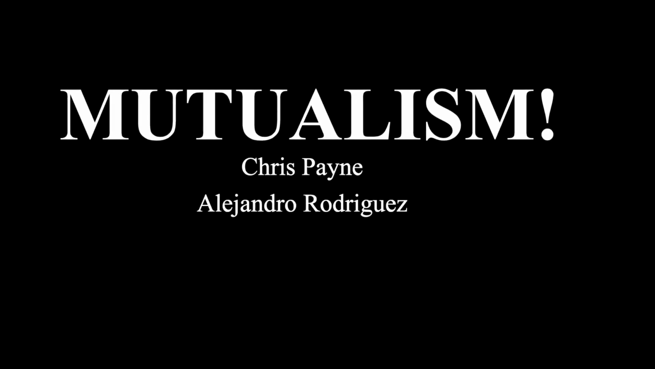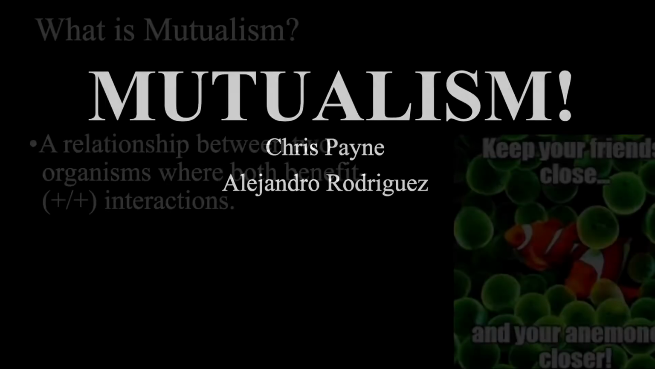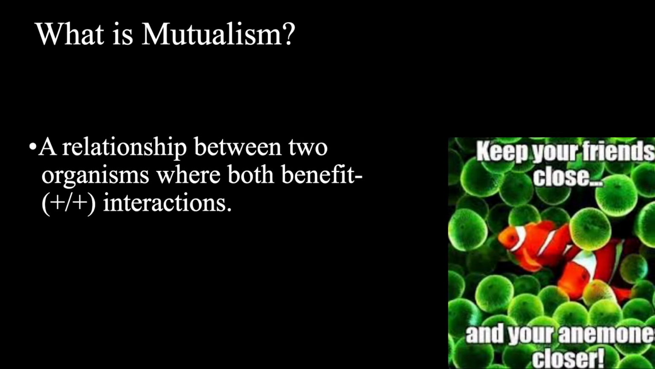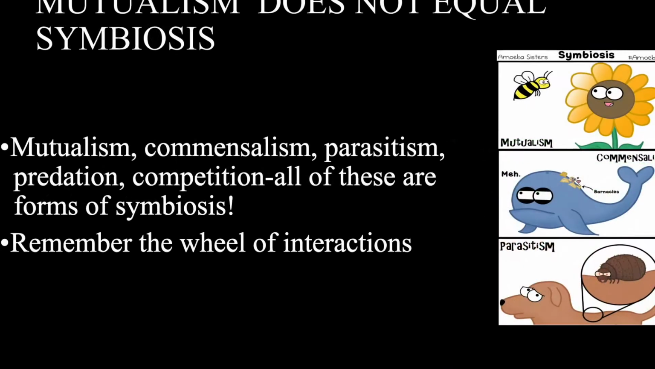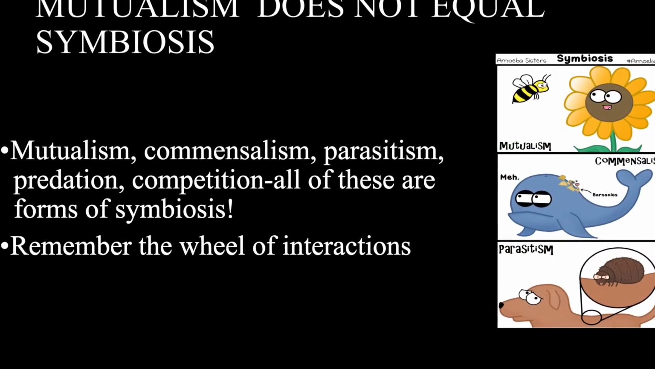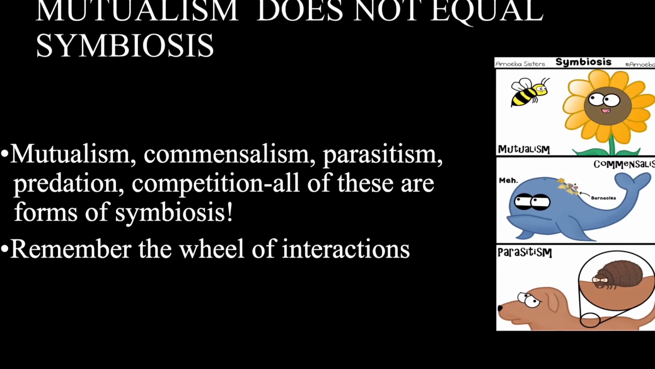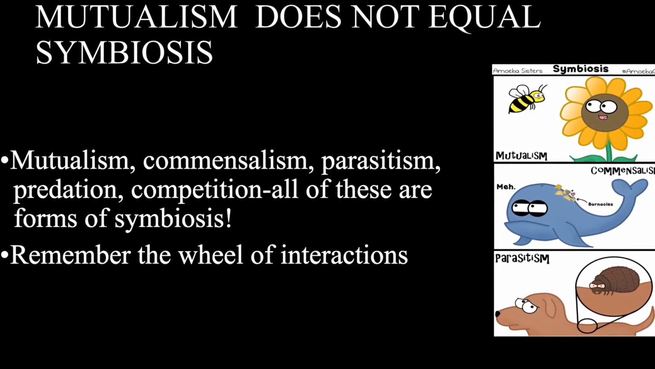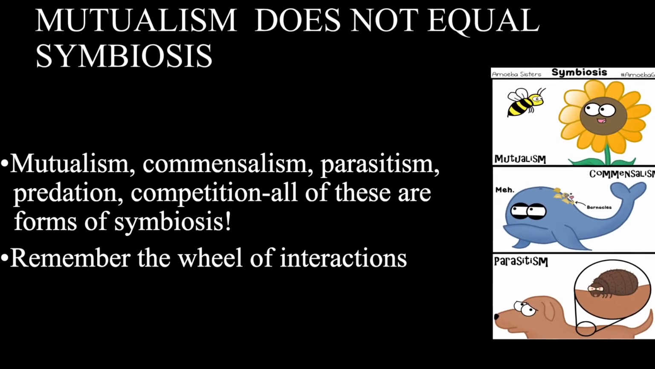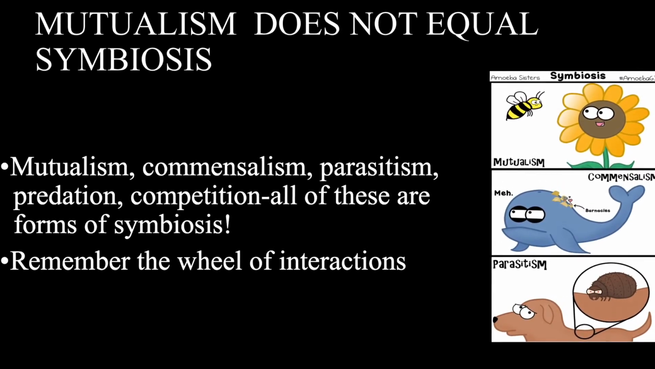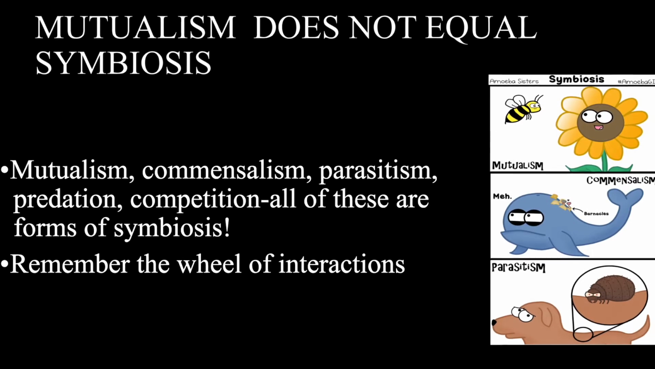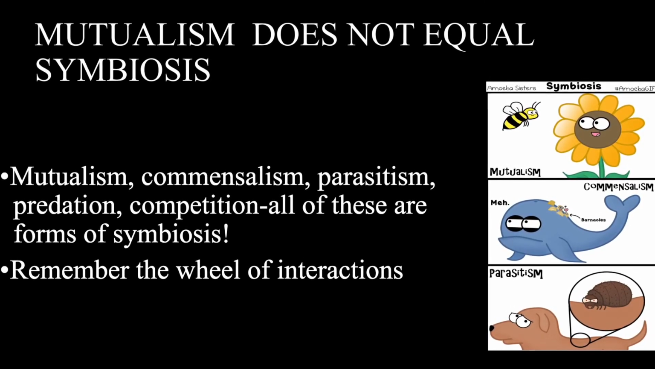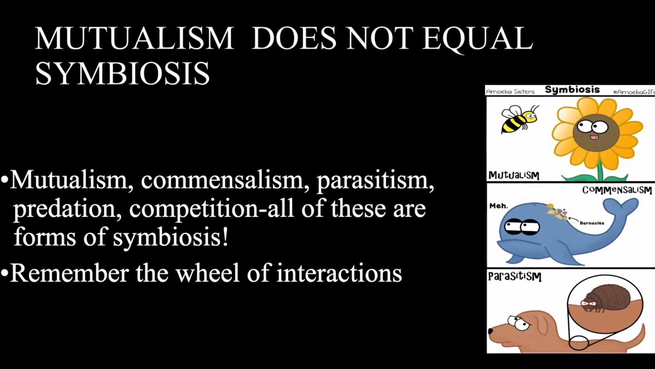So today we're going to be talking about mutualism, which is the relationship between two organisms where both benefit from the relationship. It's important to remember when talking about mutualism that mutualism is not the same thing as symbiosis. Symbiosis is a term that encompasses all of the species interactions that we've been talking about so far. Mutualism, parasitism, predation, competition, those all fall under the umbrella term of symbiosis, where mutualism is the specific type of symbiotic relationship where both parties are benefiting.